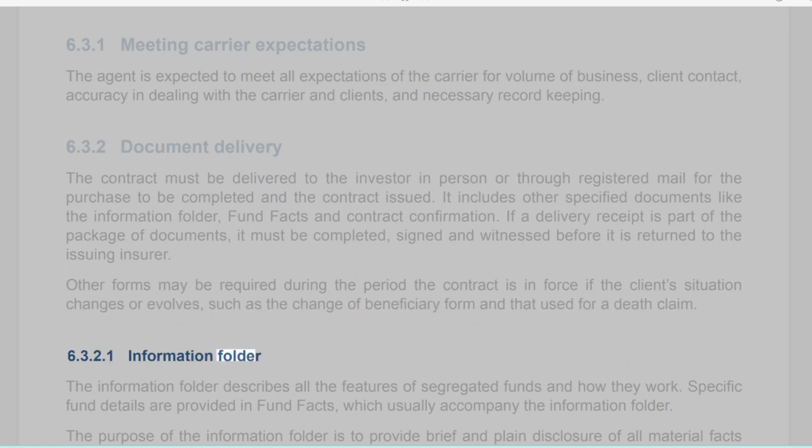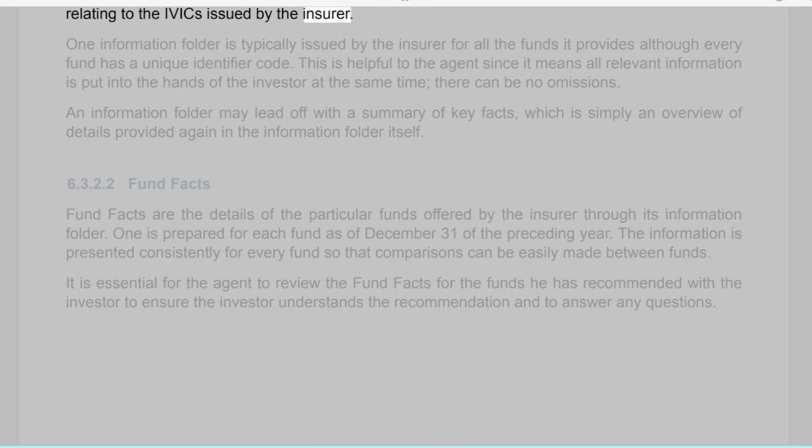6.3.2.1 Information folder. The information folder describes all the features of segregated funds and how they work. Specific fund details are provided in fund facts, which usually accompany the information folder. The purpose of the information folder is to provide brief and plain disclosure of all material facts relating to the IBICs issued by the insurer.